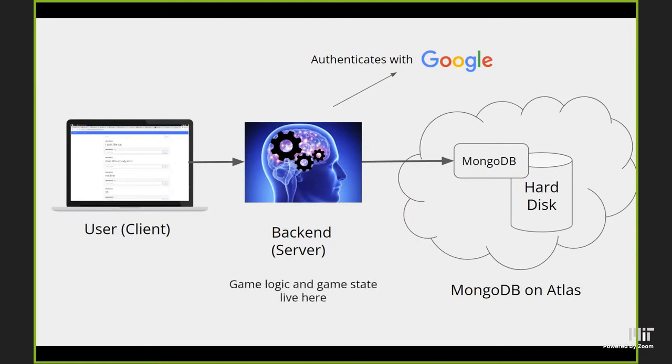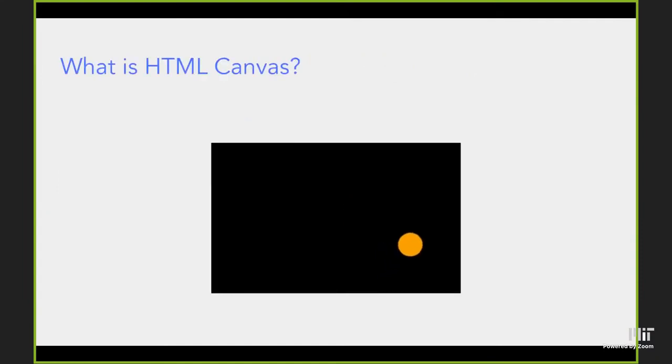Game logic and game state, so all of the actual data of the game, is going to live mostly on the back end. Sometimes you can choose to store some things on the client, but for our purposes, pretty much everything is just going to be on the back end. And then we'll use this really cool piece of technology called HTML Canvas on the front end, on the client, to actually render and display the stuff that we want to show to the user. So what is HTML Canvas? It turns out Canvas is a built-in feature of modern versions of HTML, so you don't need to use any external libraries.